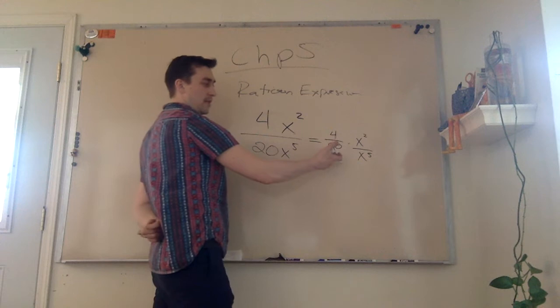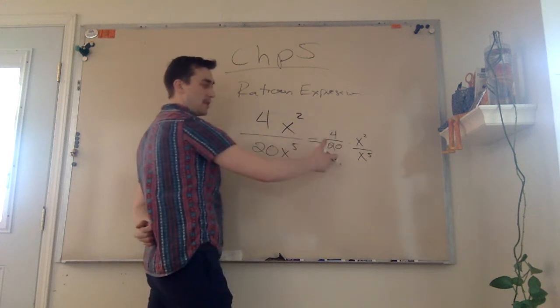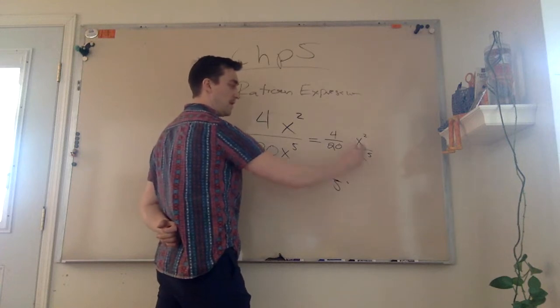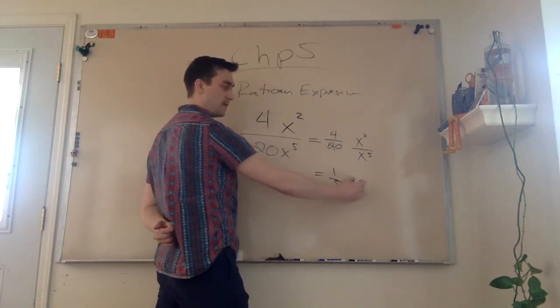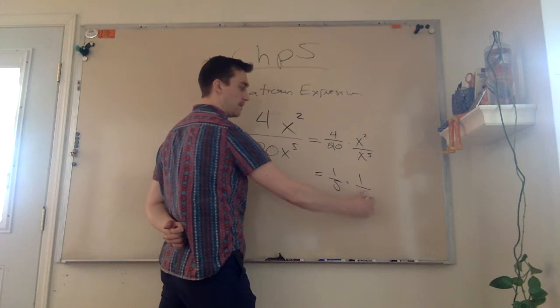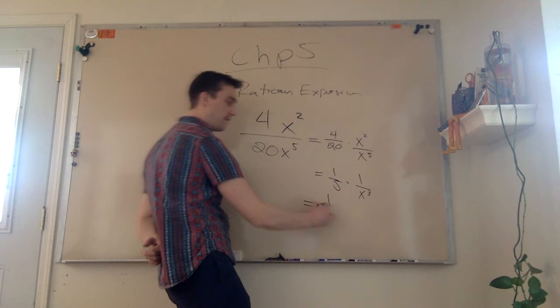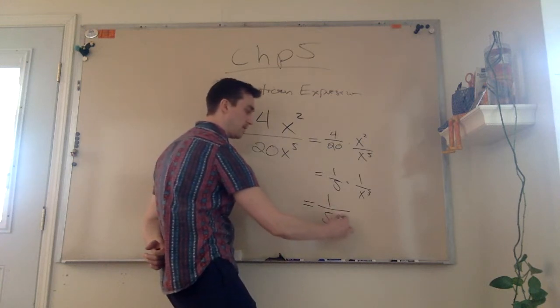The reason I would like to do that is just because now it's maybe easier to see that you simplify 4/20 into 1/5, and you simplify x squared divided by x to the fifth into 1 over x cubed. Which really should be written as 1 divided by 5x cubed.